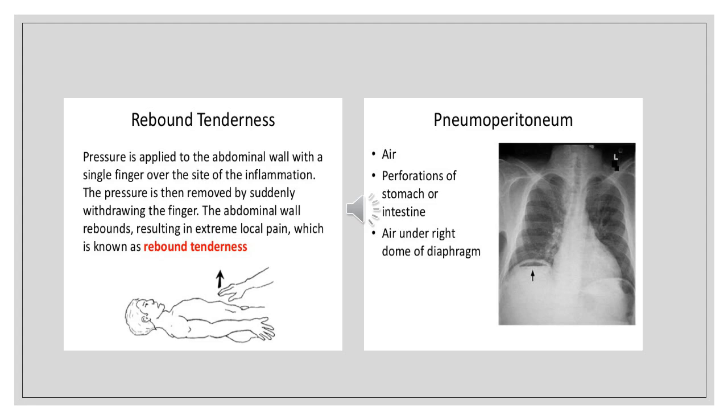The other clinical condition is pneumoperitoneum. The presence of air in the peritoneal cavity is called pneumoperitoneum. It may occur after perforation of the stomach or intestine. In this X-ray, you can see there is air at the right dome of the diaphragm.